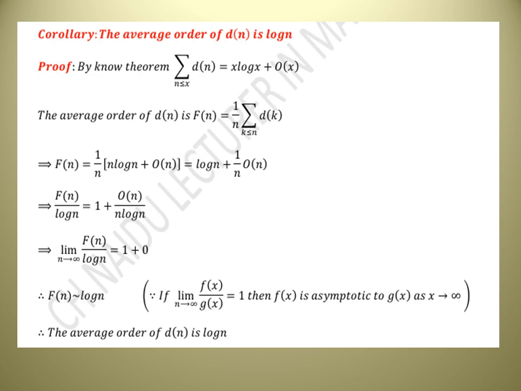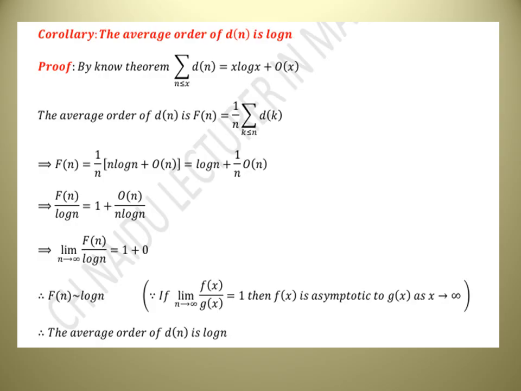So now we calculate what f of n is. So f of n is equal to 1 by n times summation of d of k, which as per the result above is n log n plus big O of n. Hence the next result: 1 by n multiplied with the terms inside the bracket. Therefore we get log n plus 1 by n big O of n. The next step is we divide the entire equation f of n equal to log n plus 1 by n big O of n by log n. Therefore we get f of n by log n is equal to 1 plus big O of n by n log n.